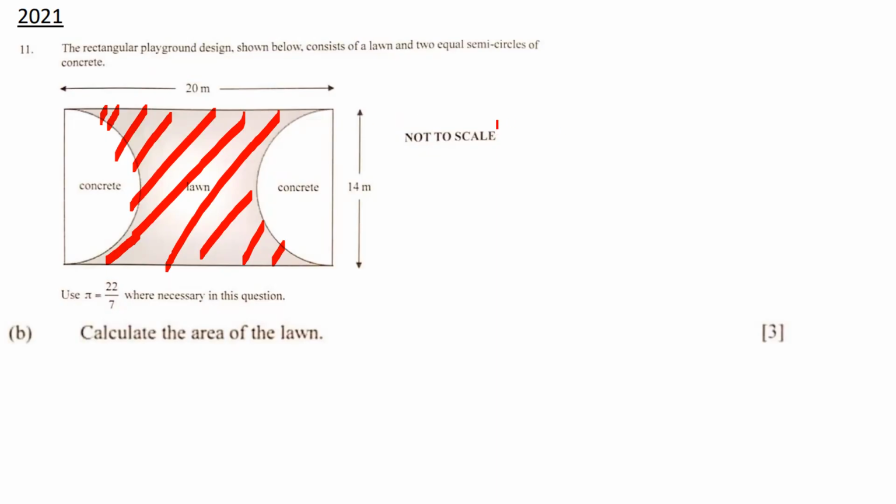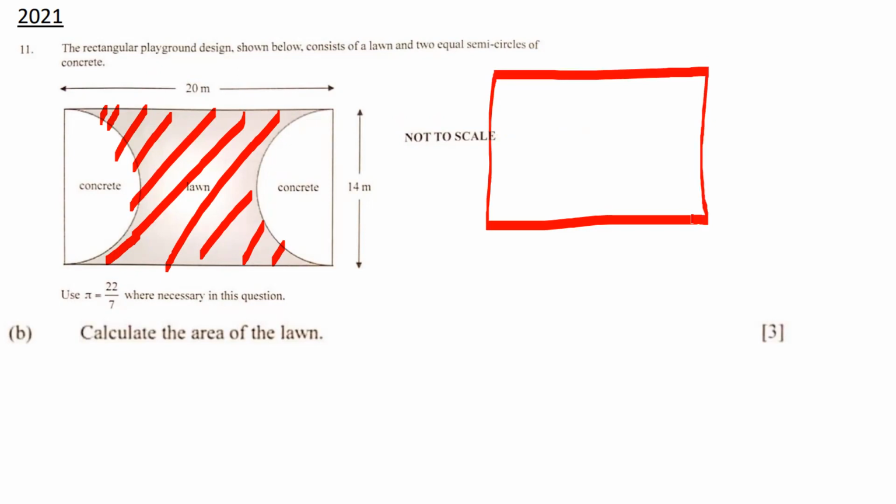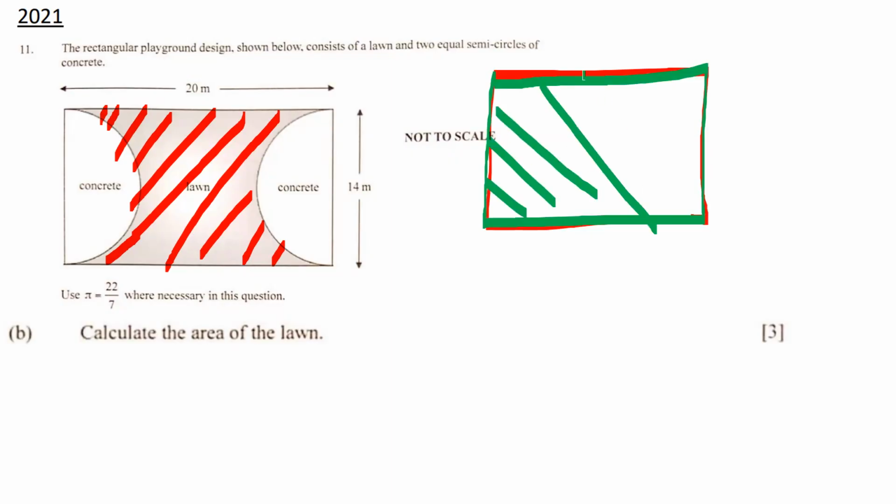Now, in order to do this, we need to first calculate the area of the entire rectangle, which I'm going to denote in green. What is the area of the entire rectangle? We're going to do length times width. That's going to be this full total area right there.